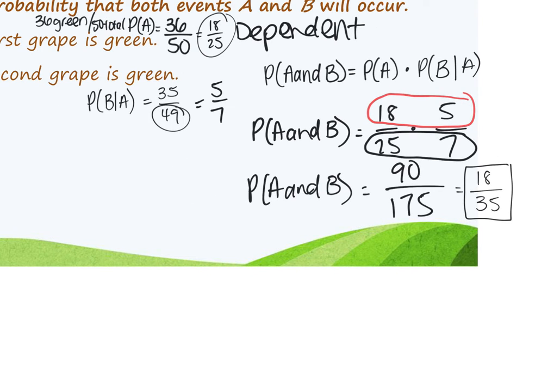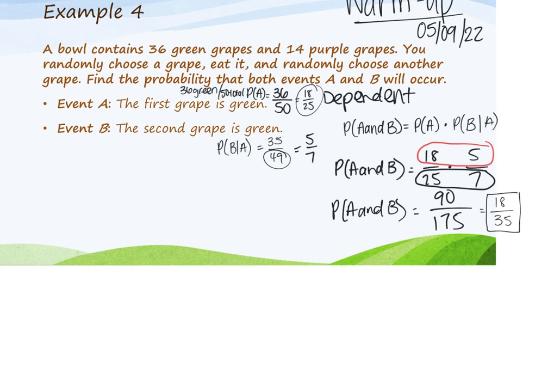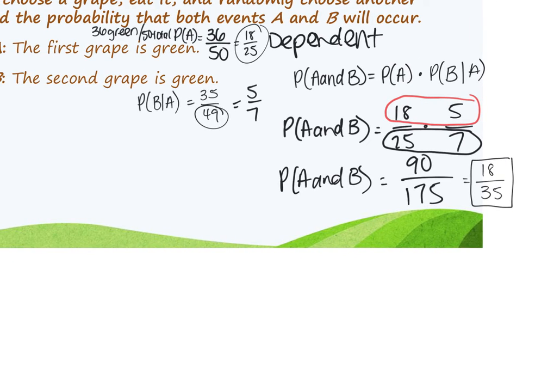Now, if you say you hate fractions, this just said find the probability. You can also leave it in terms of a decimal or in terms of a percentage. So let's go ahead and calculate it. Let's do 90 divided by 175. I got 0.514. That would be an acceptable answer. And then you could also change it to a percentage as 51.4%.